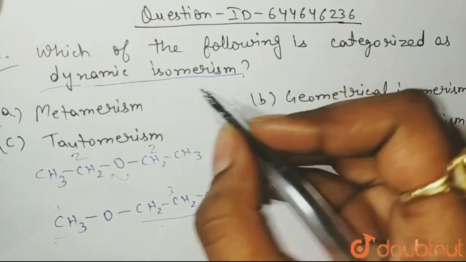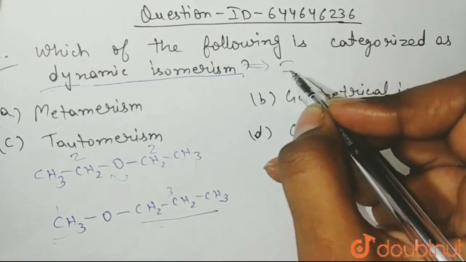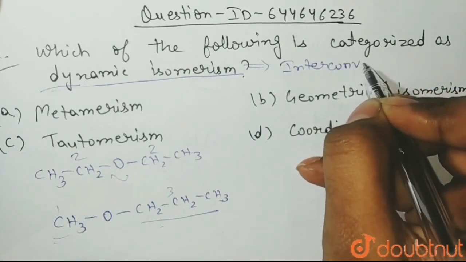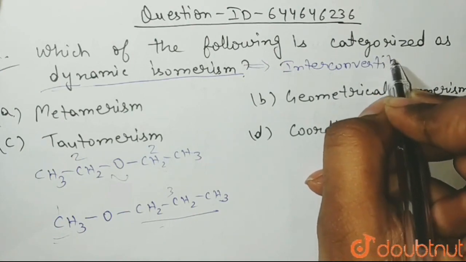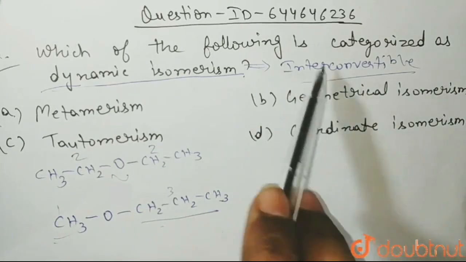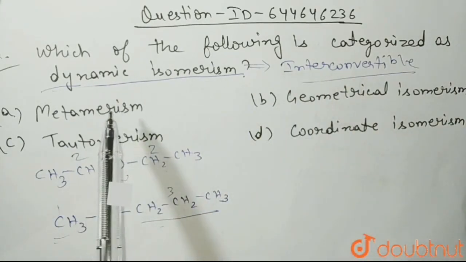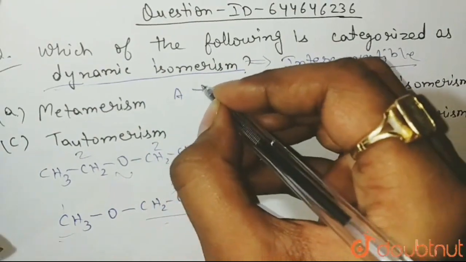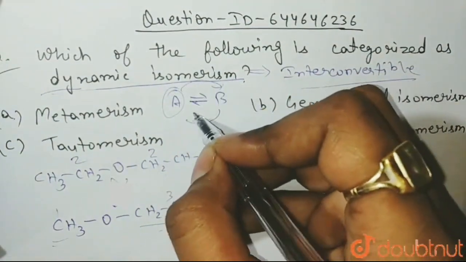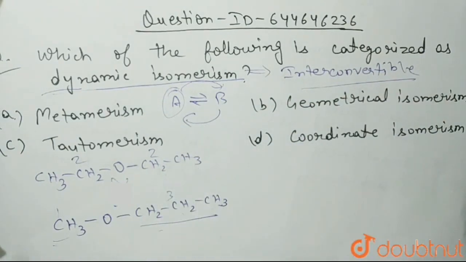Why? Because dynamic isomerism means that both those compounds should be interconvertible into each other. That means they should be in dynamic equilibrium and be converting into each other. Let's say A is an isomer and B is an isomer, so they are interconvertible: A is converting into B and B is converting into A.